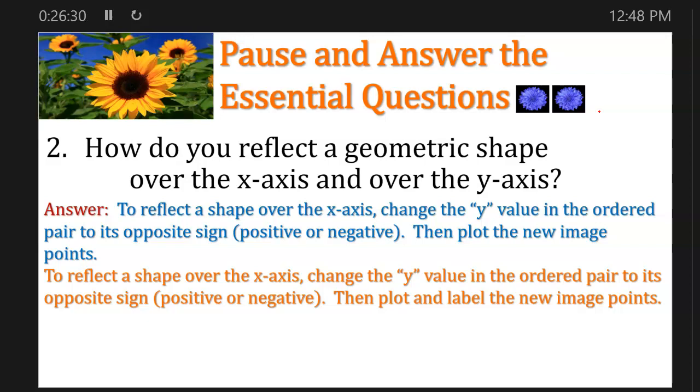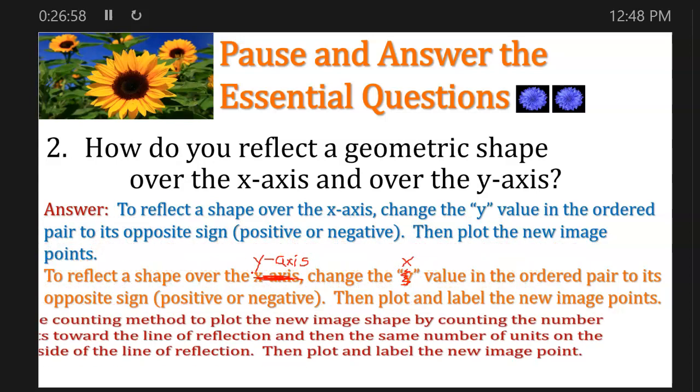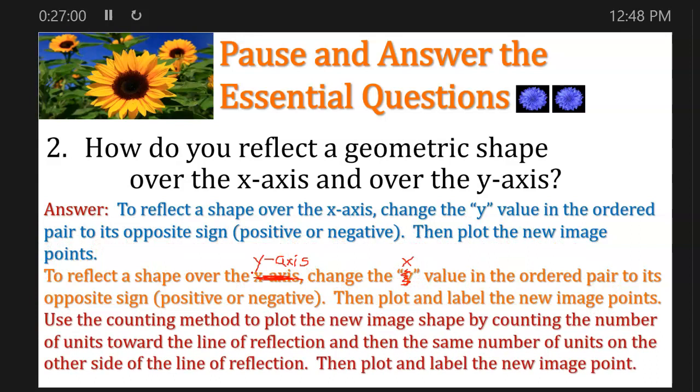Oh, that's the same thing. Oh, I didn't put your y on there. So let me just write that on there. This should be, to reflect a shape over the y-axis, change the x value. I forgot to change that myself. There we go. That's what it should say. And then the counting method is our other method here. So that is when we count the number of units towards the line of reflection, and then the same number of units on the other side of the line of reflection, and make our points.